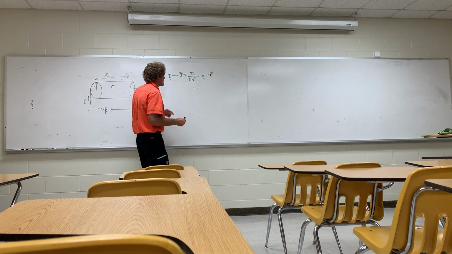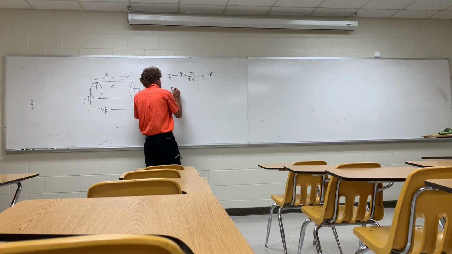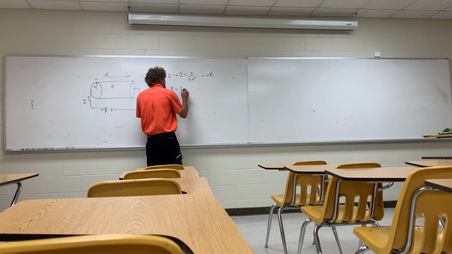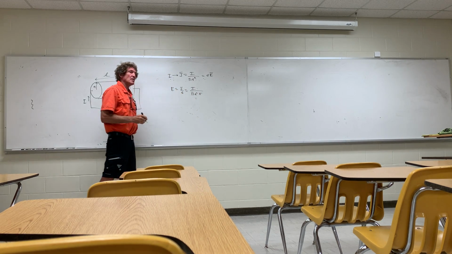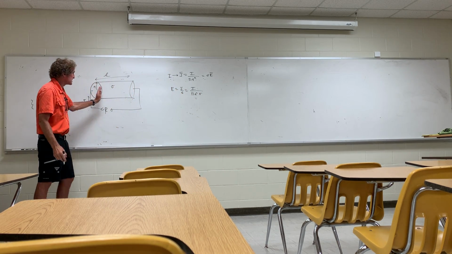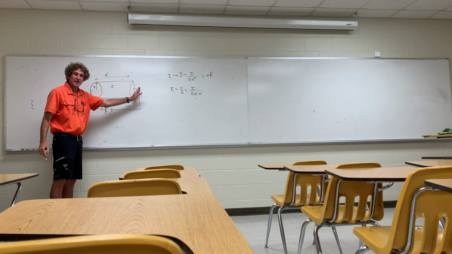Then after you get E, which of course would be equal to J over sigma, it's equal to I over pi A squared sigma. Now, you find the total voltage from this end to that end. Y'all follow me on this, class?